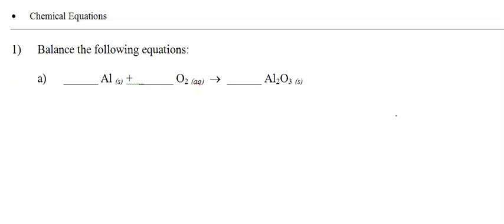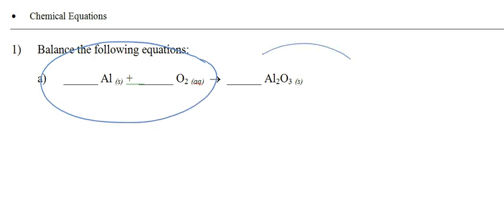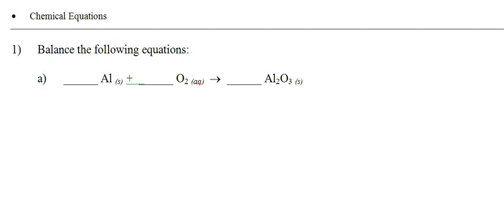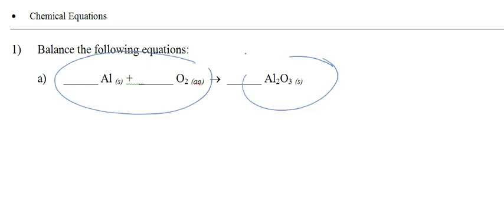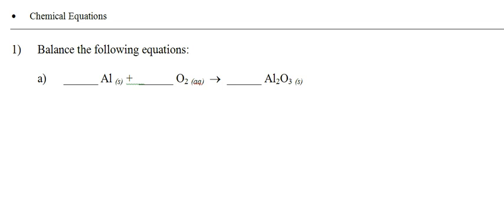It says balance the following equation. Well, in this case here, I have given you all of the reactants and the products. And again, recall, reactants are always the things that we start with, and the products are the things that we always finish with. And in this case, I only have one product where I have 2 reactants. We do not have to have the same number of reactants and products, but we have to have the same number of atoms on both sides.